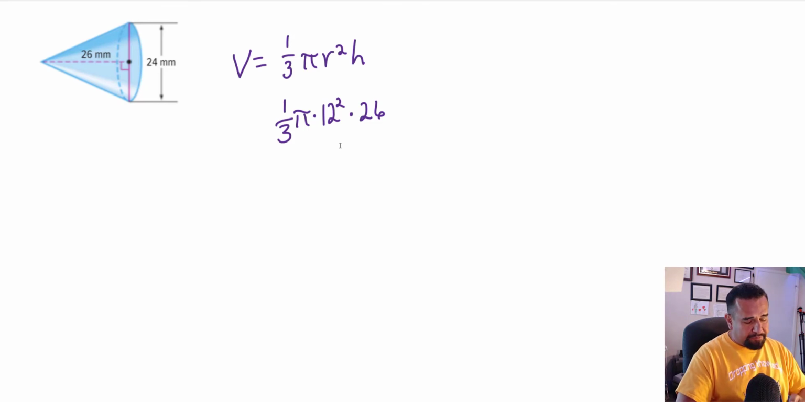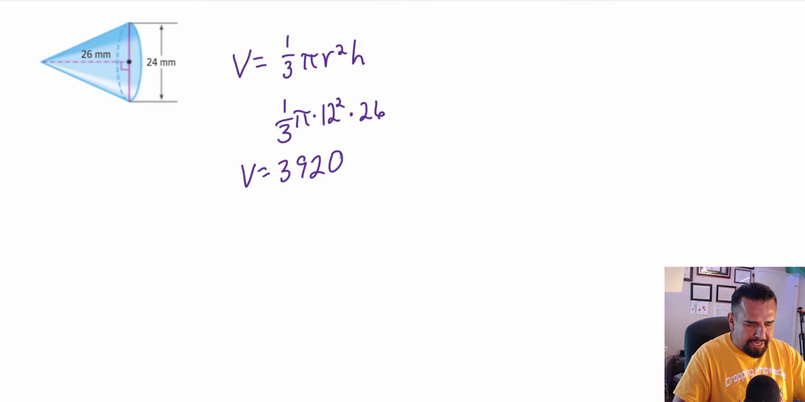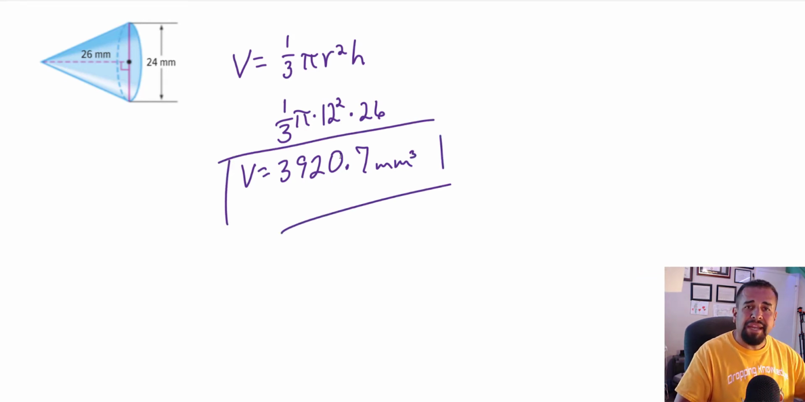So in my calculator, I got 1/3 times pi times 12 squared times 26. And that's it. Plug it in. I want you to type it in the calculator just like I have it right there on the screen. So I got 3,920.7. Volume equals 3,920.7 millimeters cubed. Again, it's cubed because it's volume. All right? And that's my final answer.